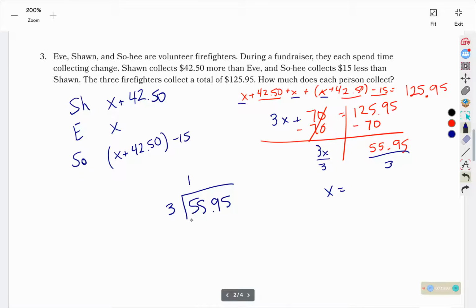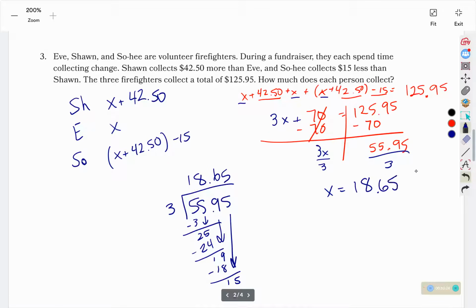Three fits into 5 once. 3 fits into 25 8 times. 3 fits into 19 6 times. And 3 fits into 15 5 times. So that is Eve's amount.